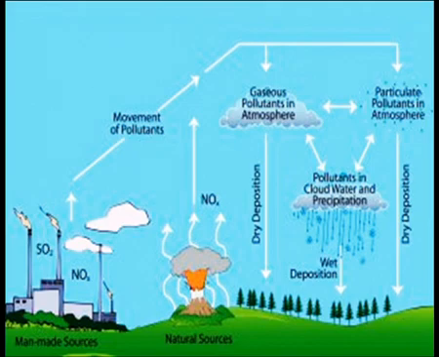In addition, there are particulate pollutants also in the atmosphere. Either of them may drop down to the ground, that is the earth's surface, in the form of dry deposition, or if they come along with cloud water precipitation, they form wet deposition.